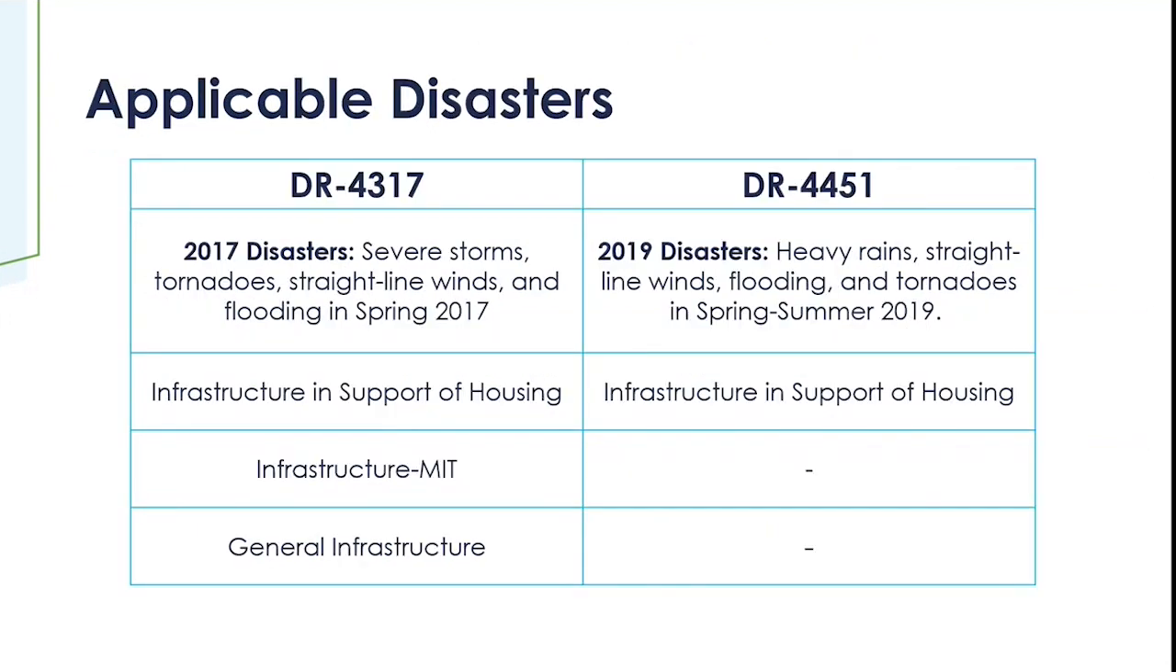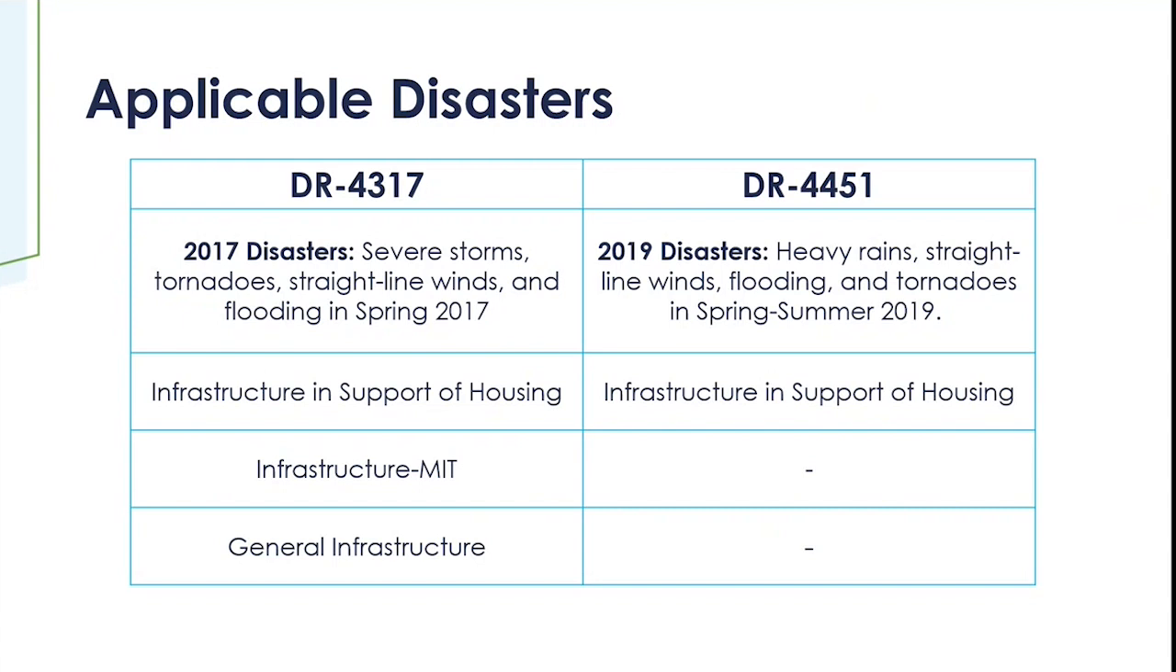There are 2 applicable disasters that these programs will look to address. The first one is DR 4317, and this is in response to a series of storms that occurred in 2017. These storms included tornadoes, straight-line winds, and flooding that all occurred in the spring of 2017. So all 3 infrastructure programs are covered under DR 4317.